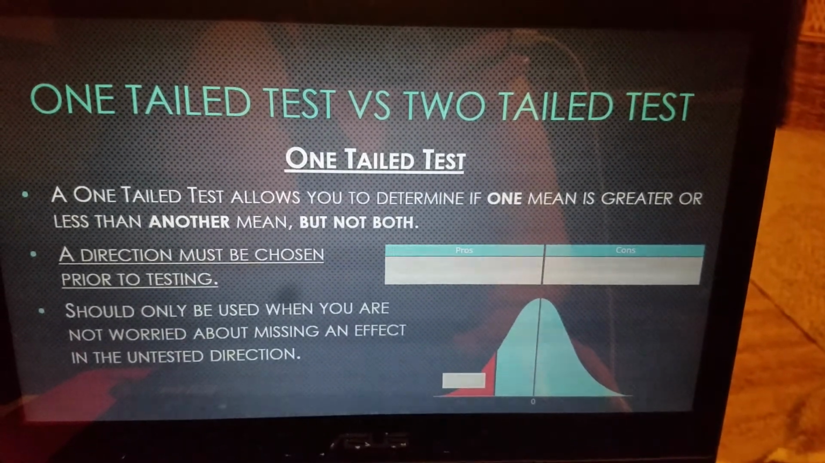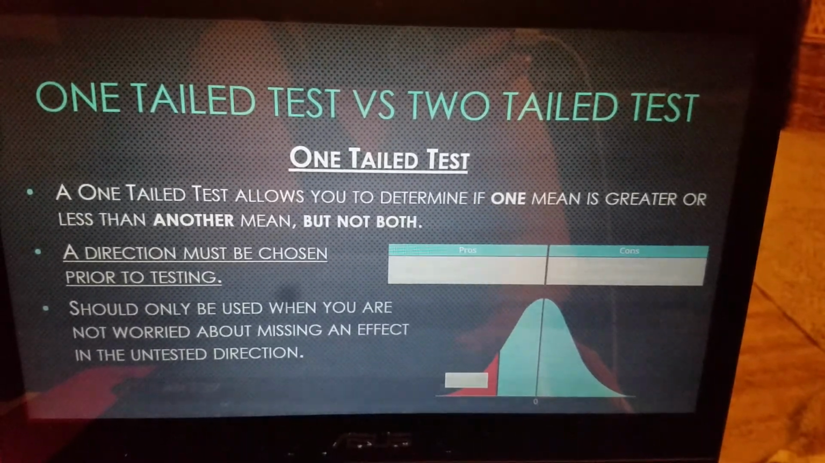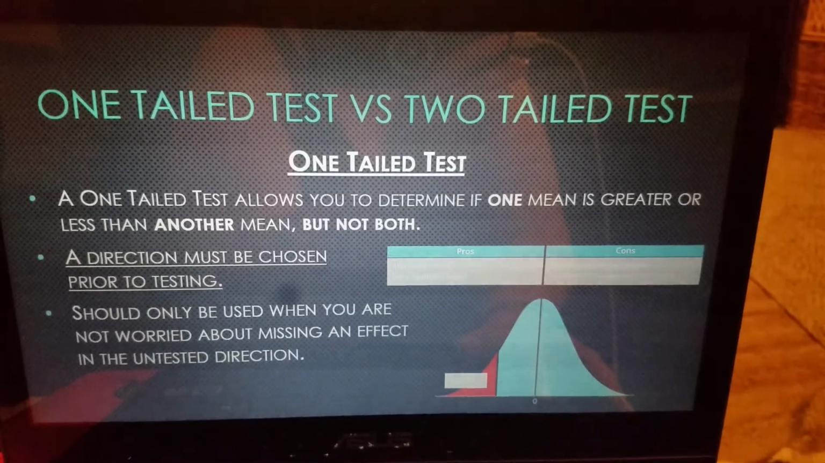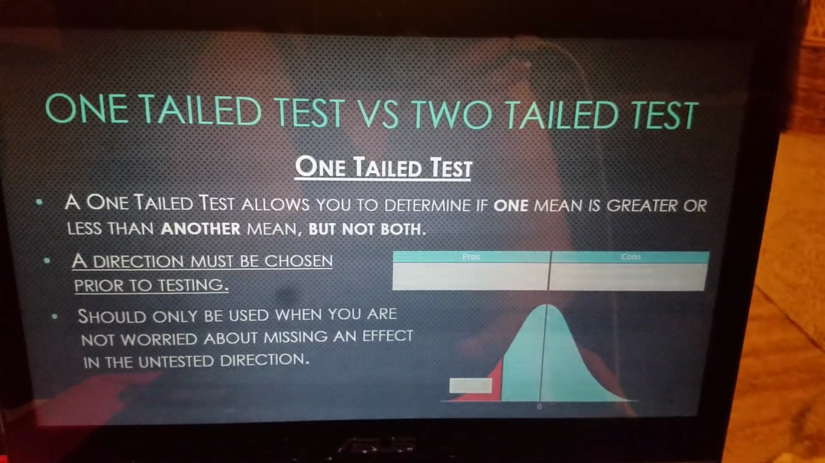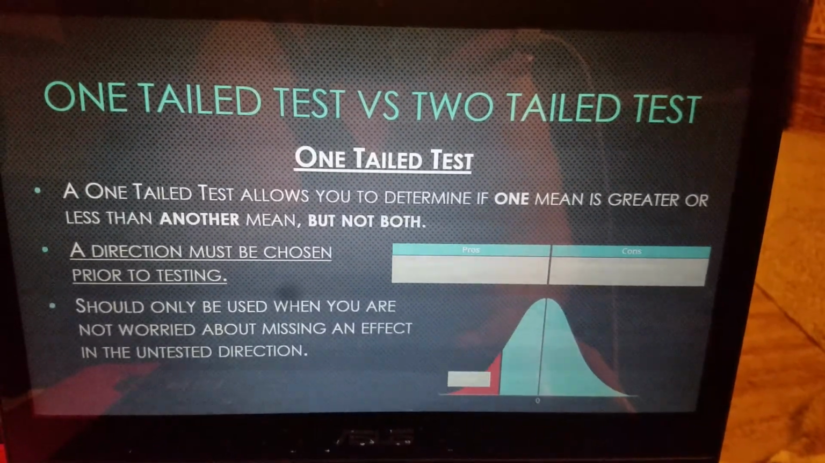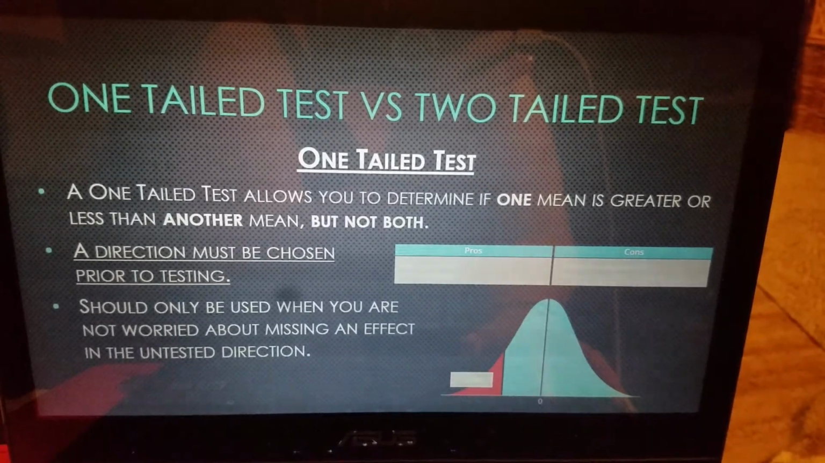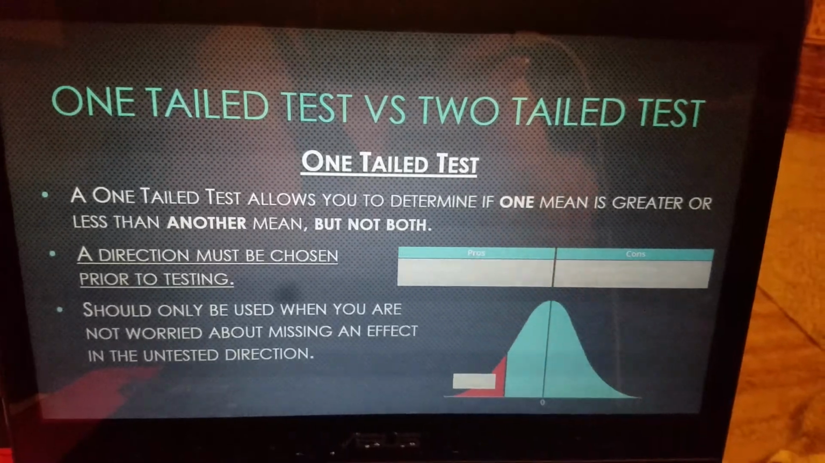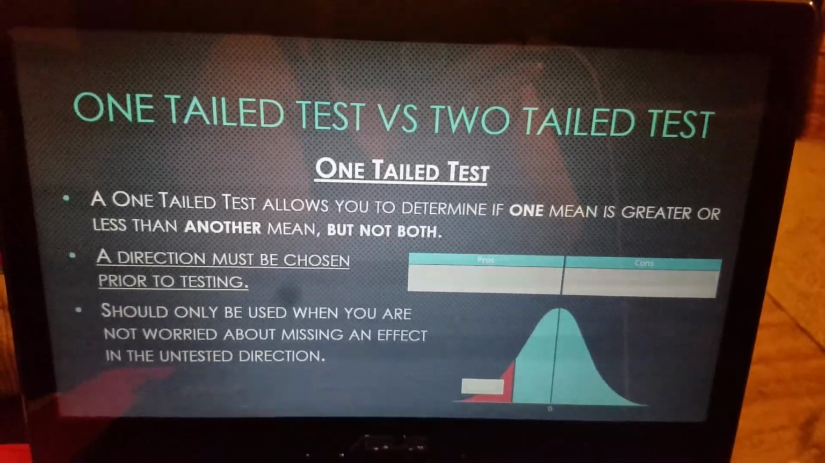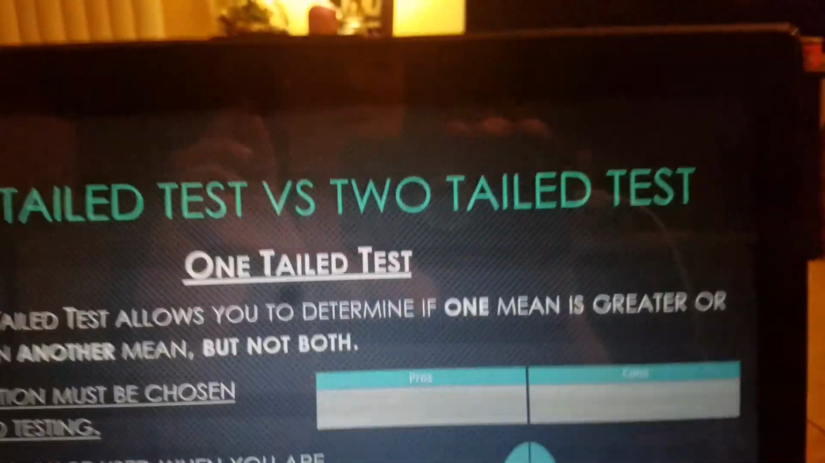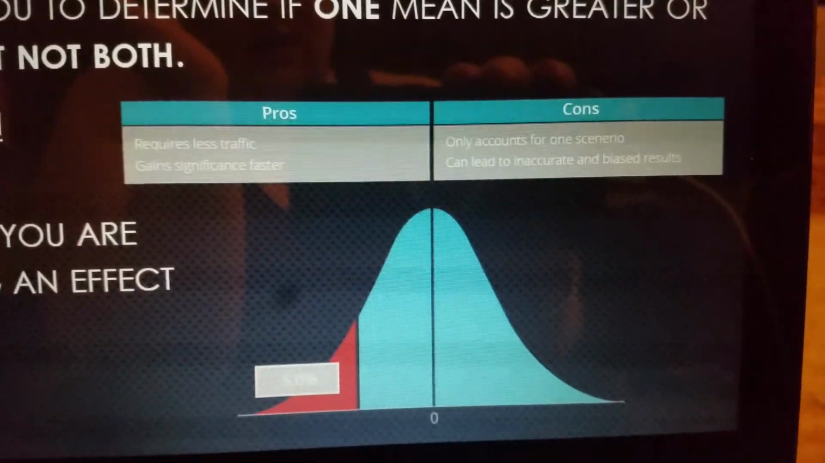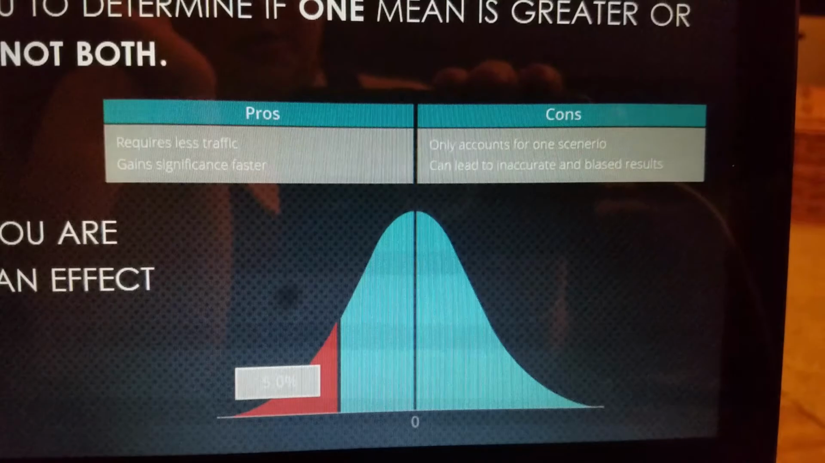One-tailed test versus a two-tailed test. A one-tailed test allows you to determine if one mean is greater or less than another mean, but it does not let you do both. A direction must be chosen prior to testing. It should only be used when you are not worried about missing an effect on an untested direction. And here is a graph of a one-tailed test. It's got a couple of pros and cons.